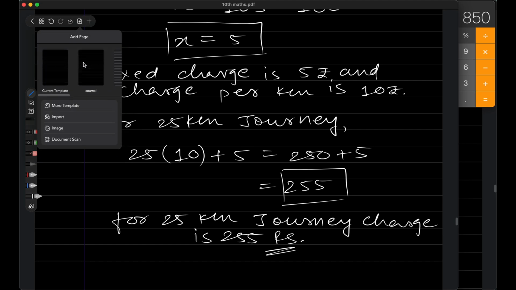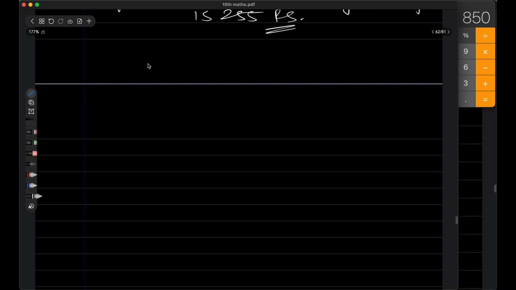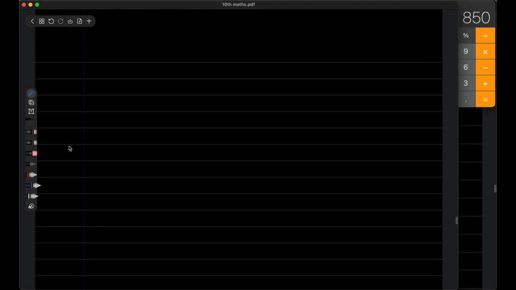Now next, part 5. Part 5 is: a fraction becomes 9 by 11 if 2 is added to both numerator and denominator, and if 3 is added to both numerator and denominator, the fraction becomes 5 by 6. We have to find the fraction.